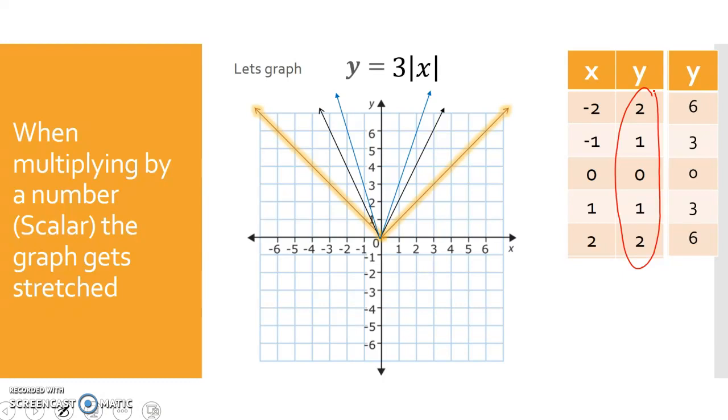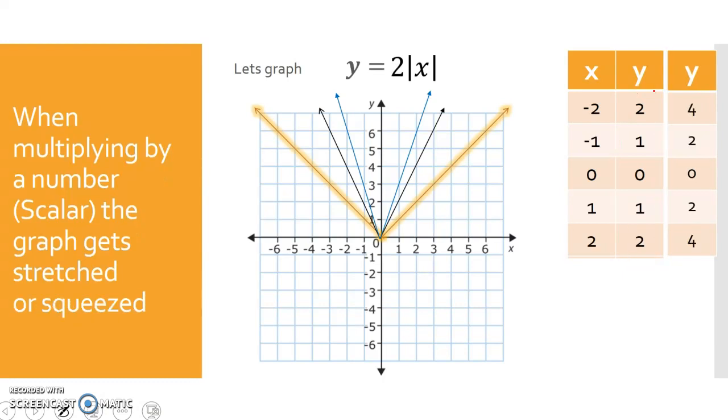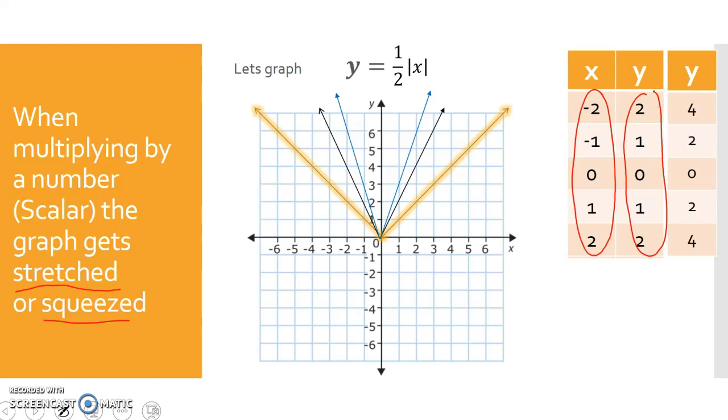And so what would happen if I multiplied everything by a different number that's smaller than 1? We know that when multiplying by a scalar that's bigger than 1, it gets stretched, but it can also get what I'm calling squeezed if I multiply by 1/2 times the absolute value of x. Here I would take the absolute value of all of these values and get these values for y, but then I'm going to take all those y values and multiply them times 1/2. So the 2 becomes a 1, the 1 becomes 1/2, and what I get is a graph that looks like this. It gets squeezed, it gets flattened, and closer to the x-axis.